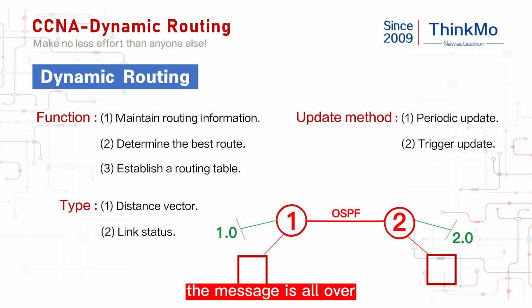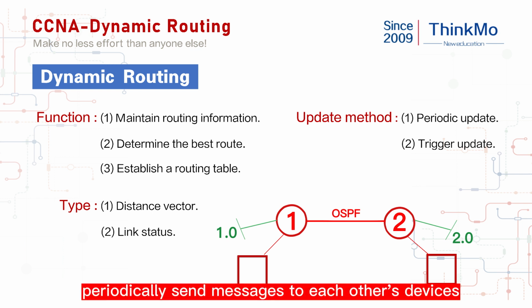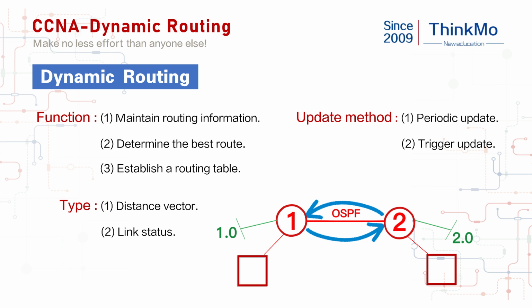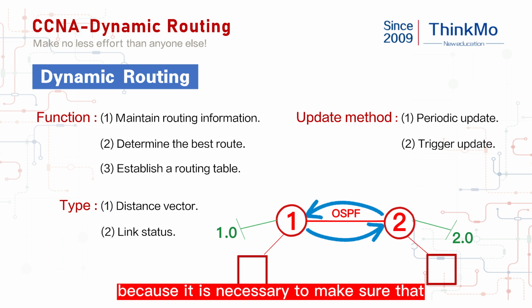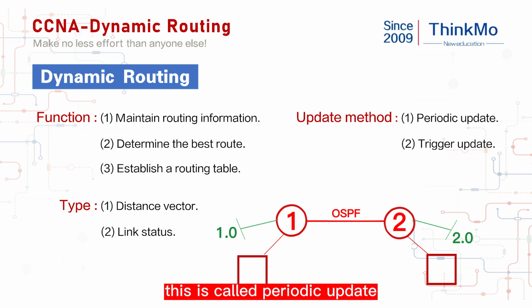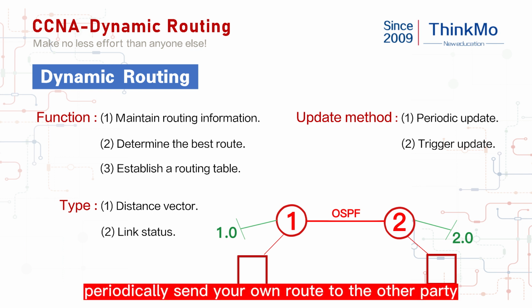The messages have all been exchanged. They also periodically send messages to each other's devices, sending their own routing entries. OSPF's interval is 30 minutes, because it is necessary to make sure that the overall information is consistent. This is called periodic update. Periodically send your own routes to the other party.